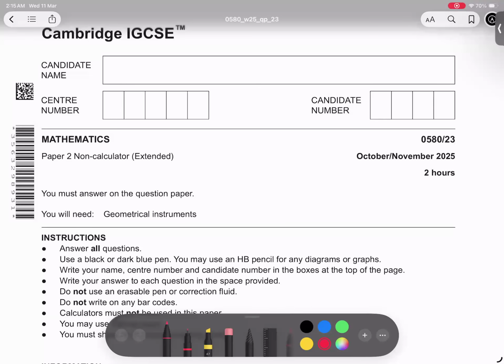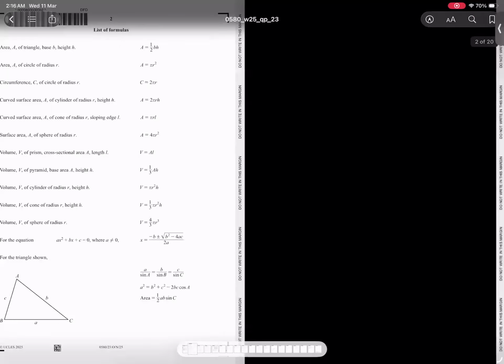Bismillahirrahmanirrahim. Students, October 2025 and 23 variant and without calculator. So let's try to solve this paper.